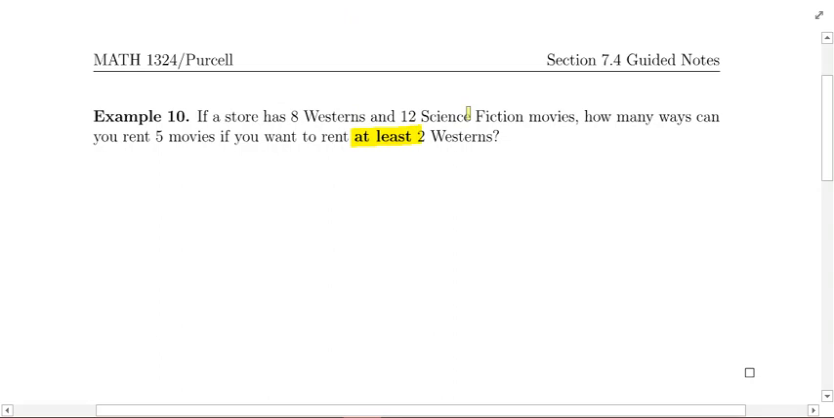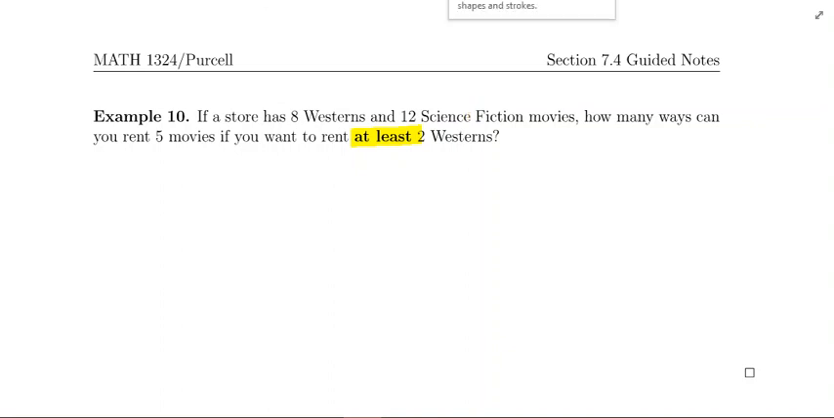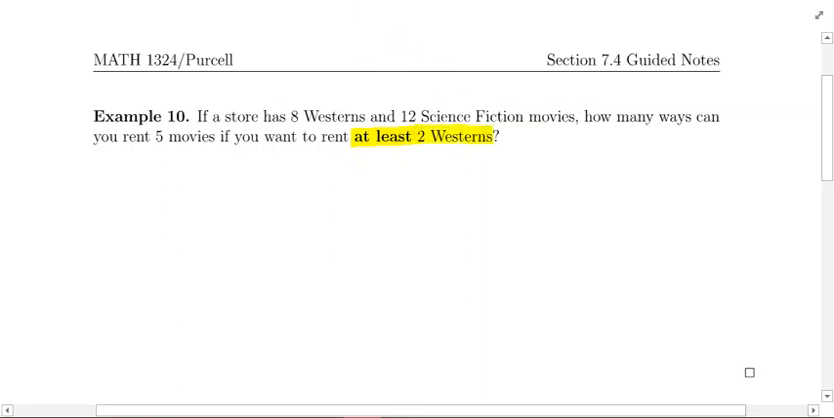So at the end of the day, you're walking into the store. The store has 8 westerns available and 12 science fiction movies available. You're renting 5 movies between westerns and science fiction movies. So what's happening here? Like I said, this phrase "at least" is very important. You want at least 2 westerns. So there are different possibilities here. Again, remember, you're renting a total of 5 movies between the westerns and the science fiction movies.